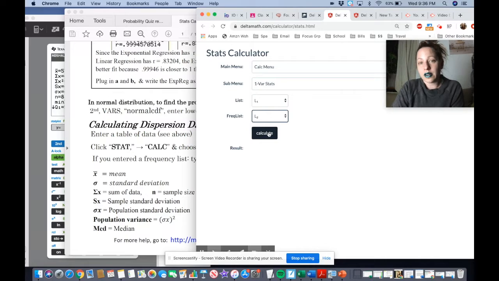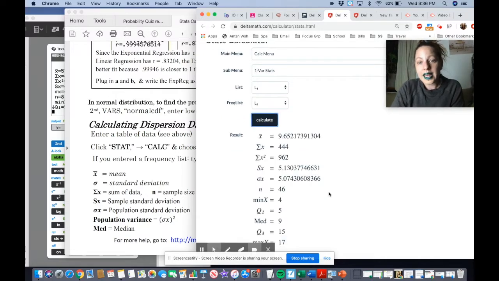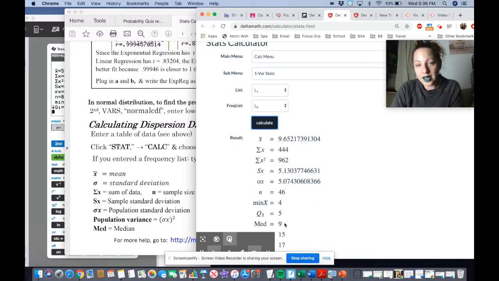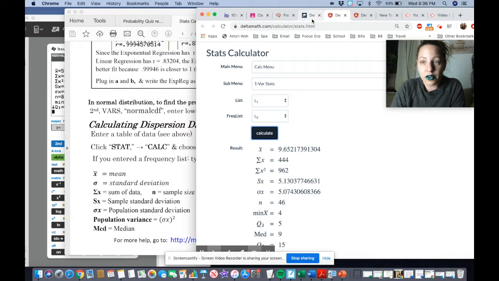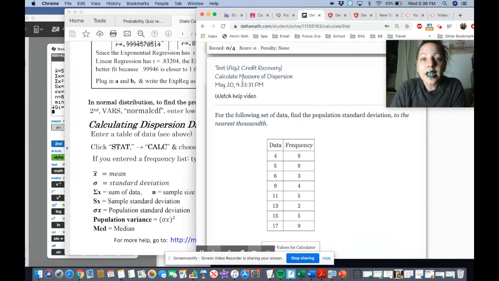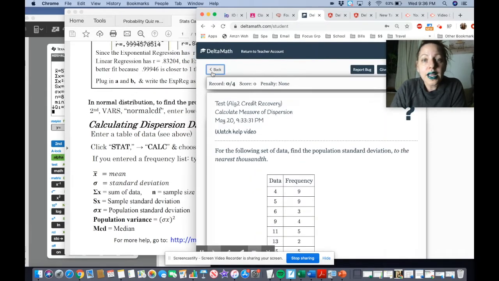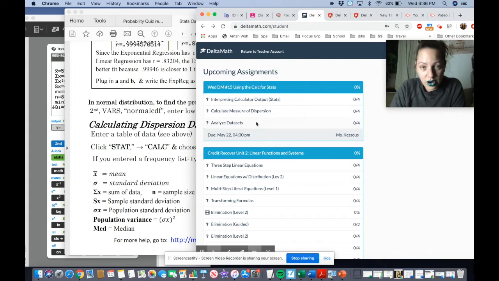And then I hit calculate, and it gives me all of that data. And then you're going to just find what it needs. Okay, so it's pretty straightforward. It's just about learning how to use the calculator. Next thing I'm going to show you how to do is do it in the graphic calculator.